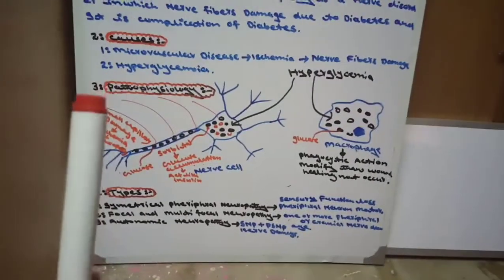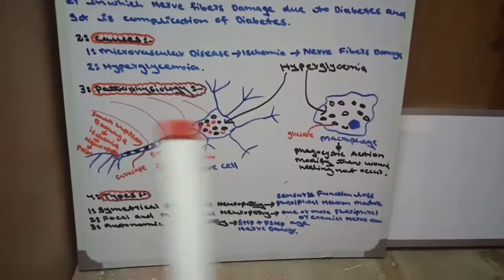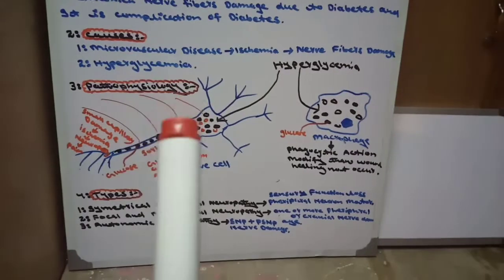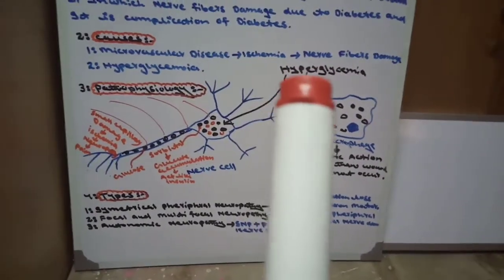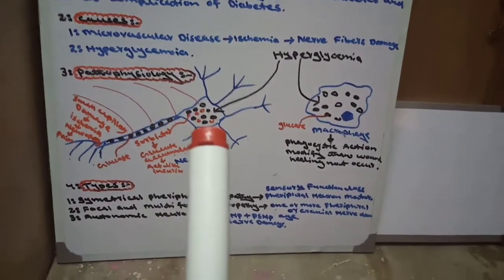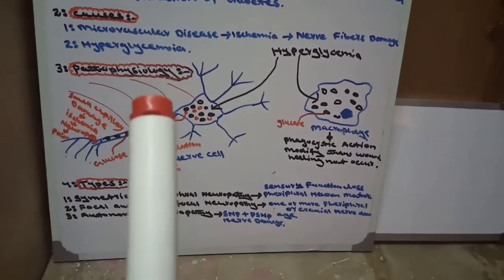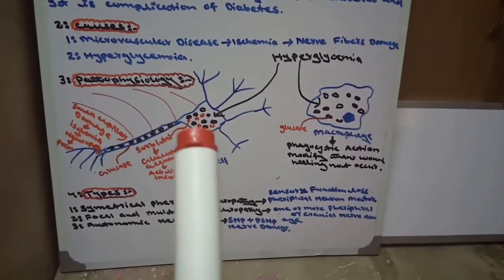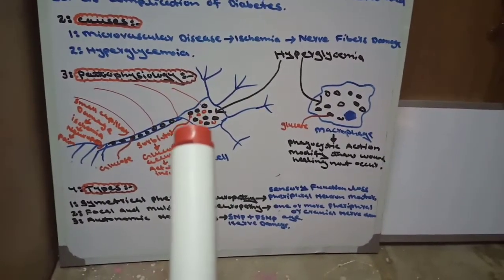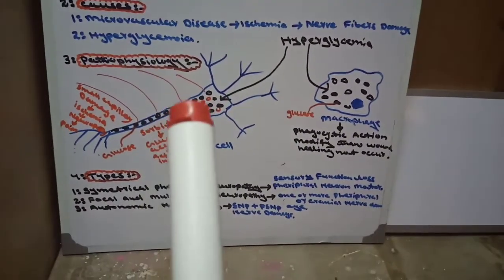Second, the cell affected by hyperglycemia is the nerve cell, and the nerve cell in diabetes is damaged by two mechanisms. Number one, hyperglycemia: when glucose accumulates inside the cell, it damages the nerve cell. Second, this glucose also accumulates sorbitol inside the nerve cell. When hyperglycemia occurs in the nerve cell, this glucose also accumulates sorbitol inside the nerve cell.